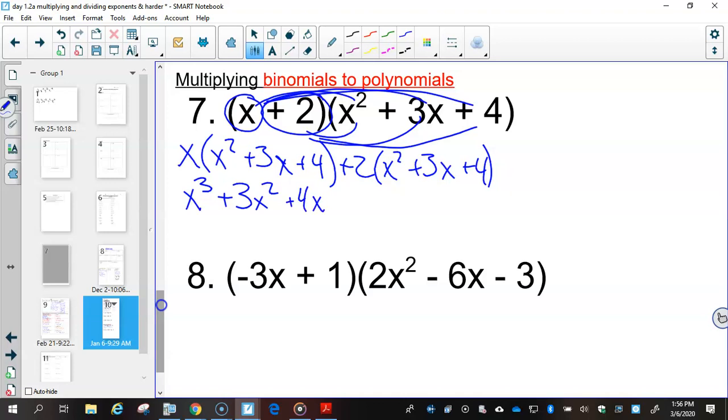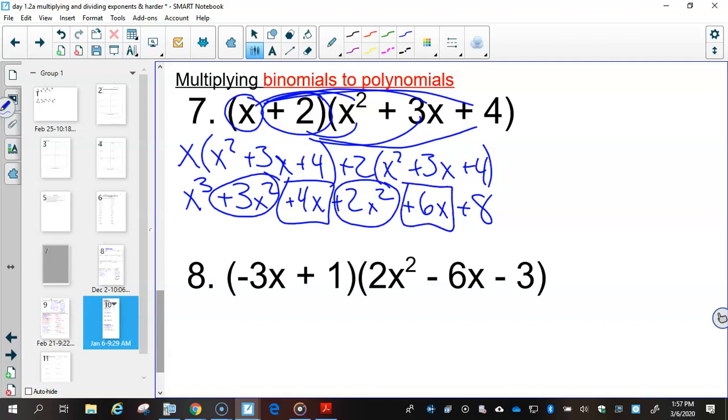2 times x squared, 2x squared. 2 times 3x, 6x. And then 2 times 4 is 8. Can we combine anything with this? Yes, all of those except for the 8. The 3x squared, the 2x squared, the 4x, and the 6x.